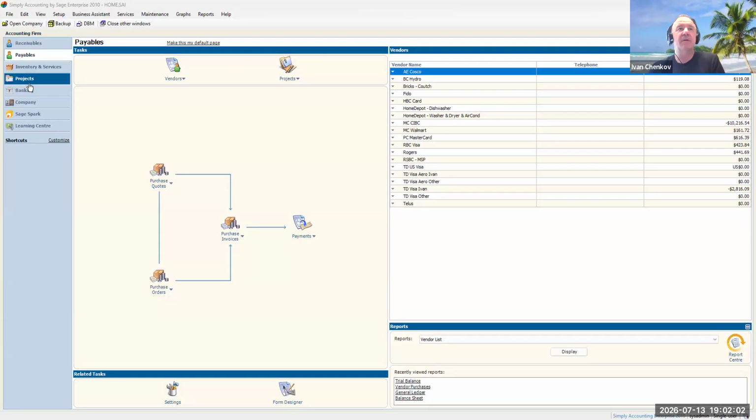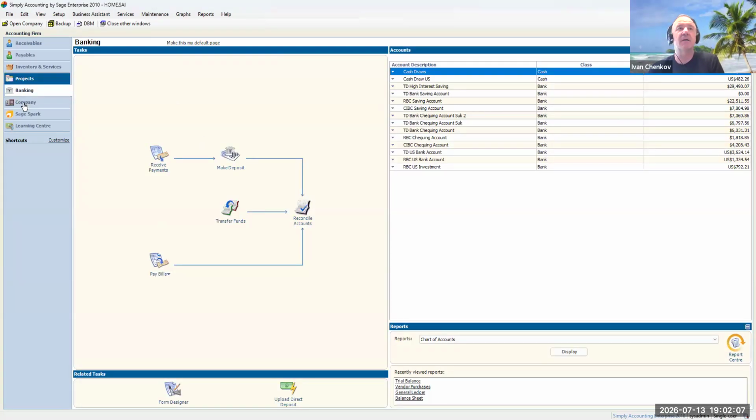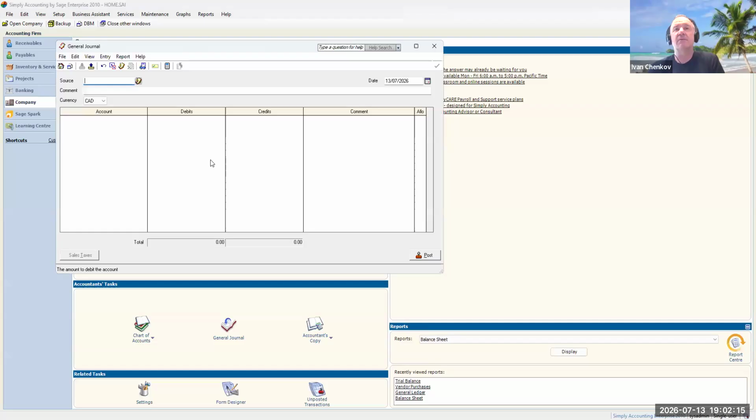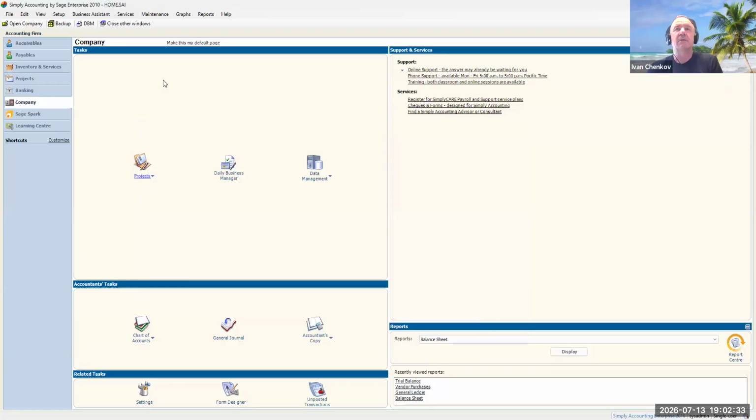And the next part will be the banking. On the banking, you can have different categories for the banking, and the company is going to give you the general journal. This is the general journal where we're going to enter anything else which is not related to sales, purchases, sales receipts, purchase payments. And from here, we can enter all that information. And that technically will be your accounting software, if you want to put it this way.